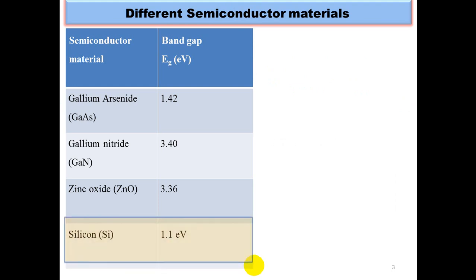Now we have seen different semiconductor materials based on gallium arsenide, gallium nitride, zinc oxide, and each has its own band gap. In today's lecture we are going to discuss silicon, which has a band gap of 1.1 electron volt, and how this material is used towards fabrication of solar cells.